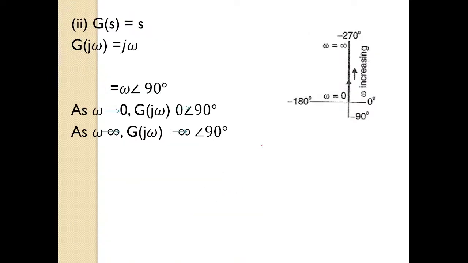Now let us see one more case. G of s is equal to s. So replace s by j omega. G of j omega equal to j omega. So what is the magnitude? Omega. And what is the phase angle? It is 90 degrees for j omega.